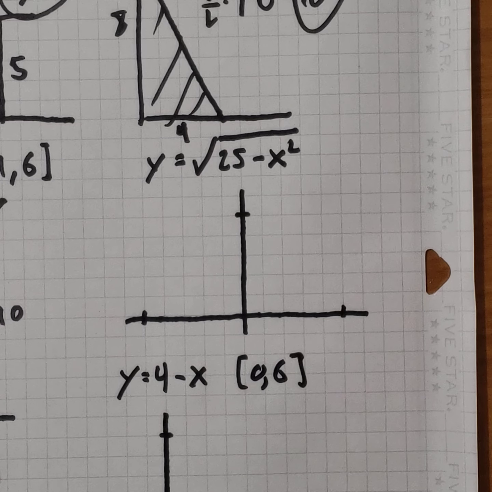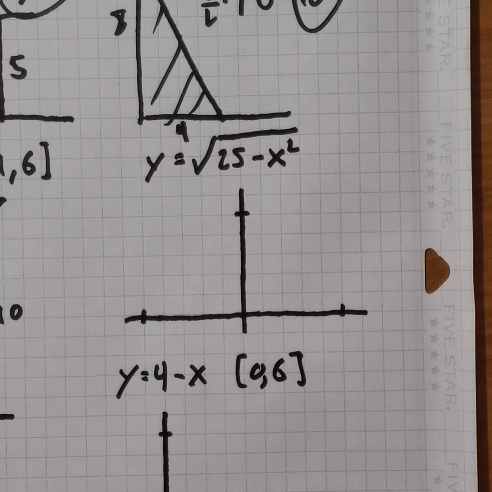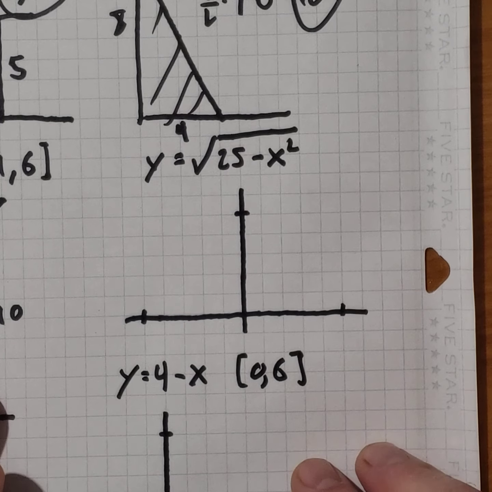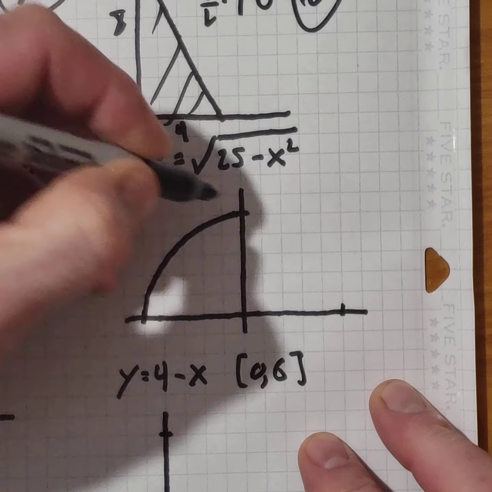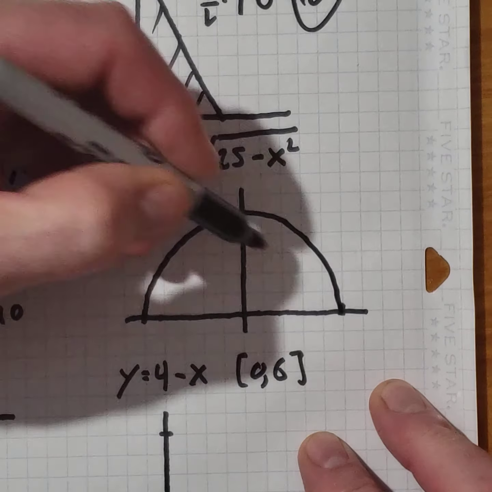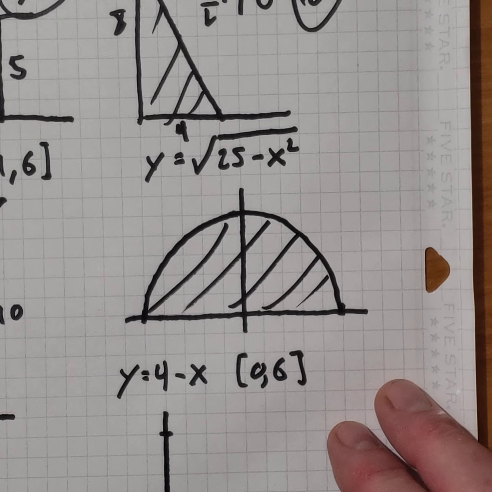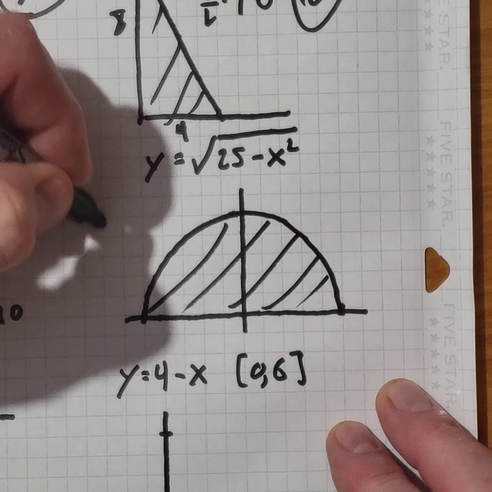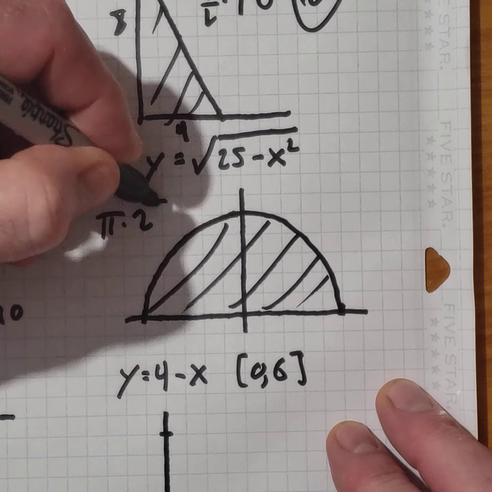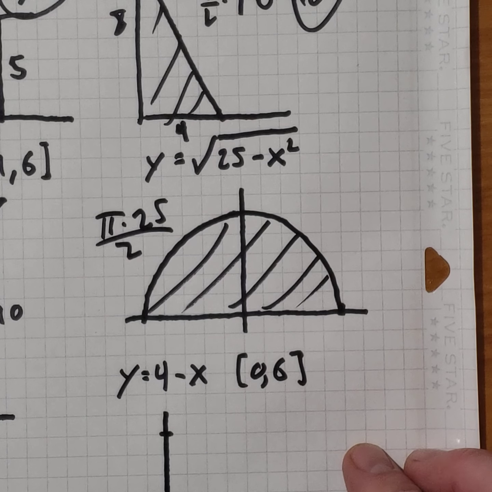Another shape we might run into: if you know what the graph of this is, you're good to go. If you don't, you can pop it in the calculator and graph it, and you'll see that it is the top half of a circle centered at the origin with a radius of 5. So we're looking at the area of this, and you know the formula for the area of a circle, right? The radius is 5, and our area is going to be pi r squared, so pi times 25, but then it's only half a circle, so half of that, so 12.5 times pi.